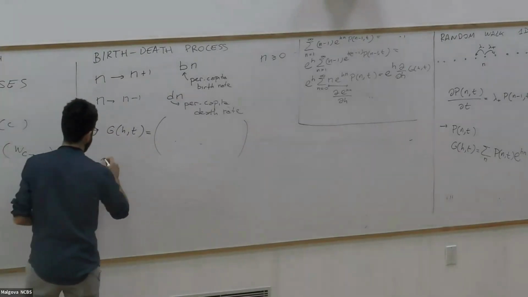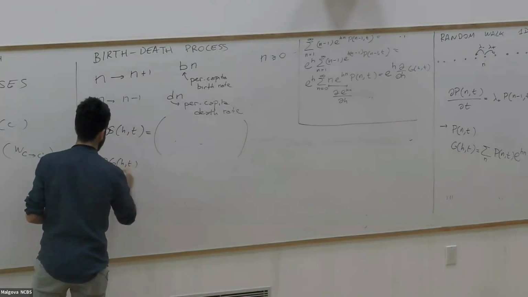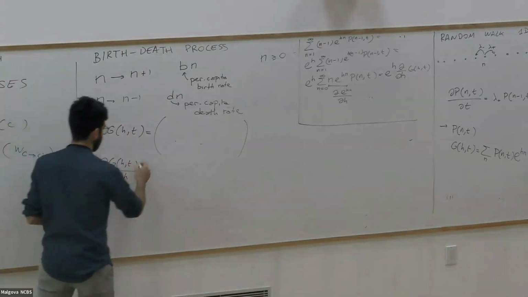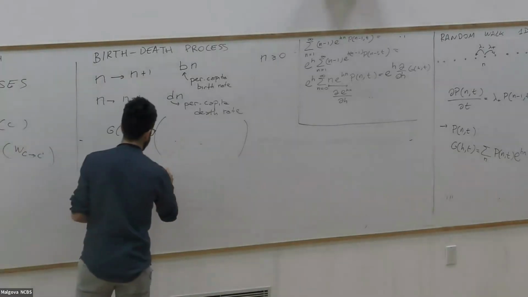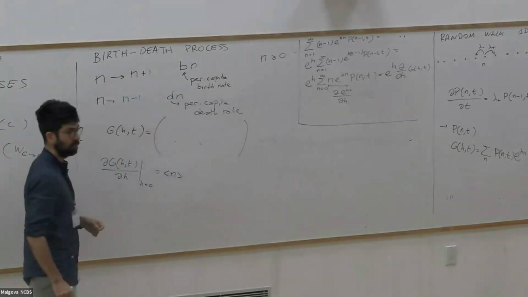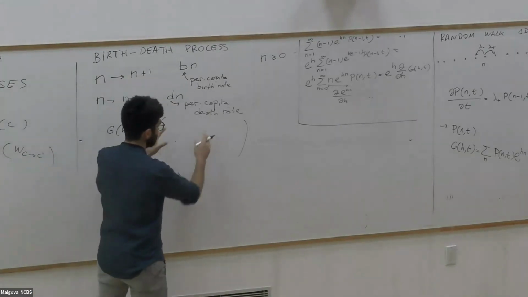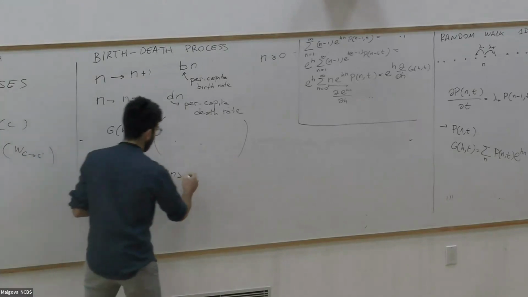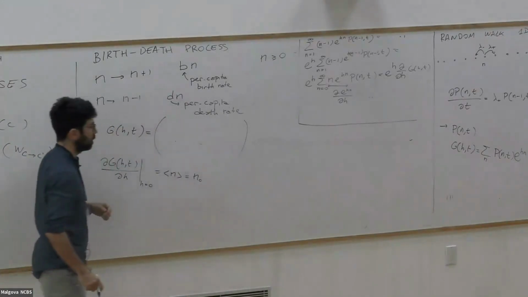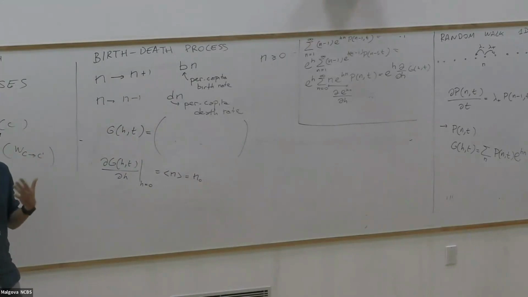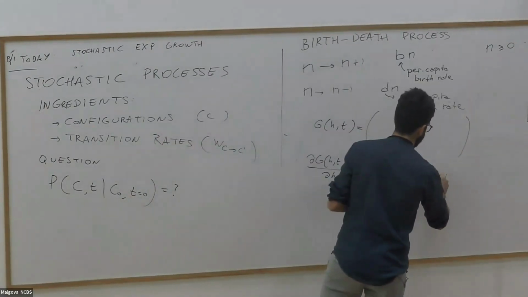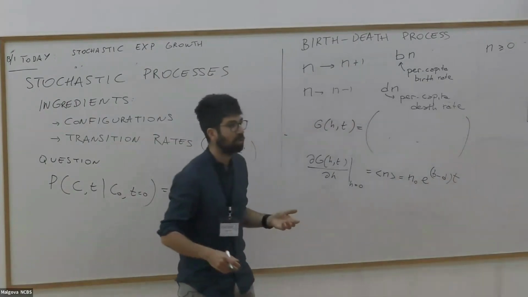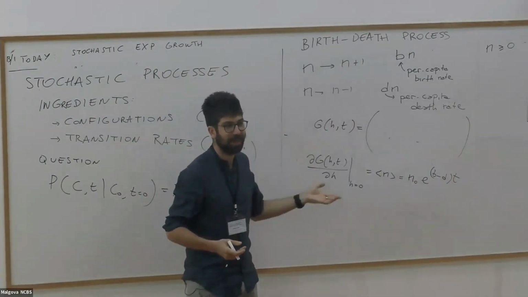And for instance, if you calculate the derivative of G_h(t) with respect to h and set h equal to 0, what you get is the average n. If you substitute in this expression that I didn't want to write, you get n0, where n0 is the initial condition. So you assume that your population at time t equal to 0 was n0, and you get n0 e^((b-d)t). Okay?